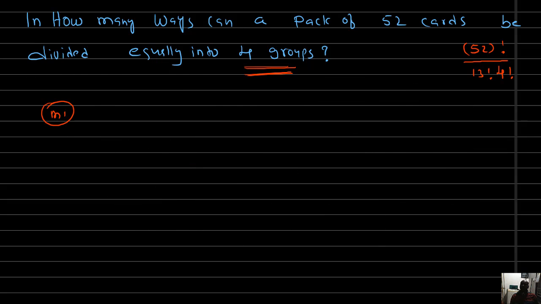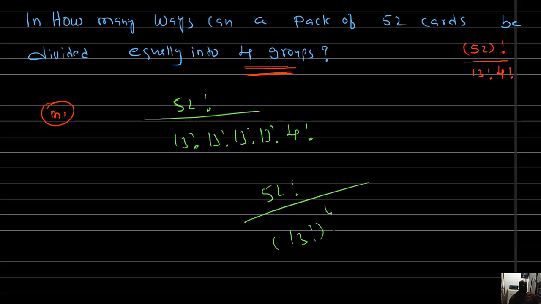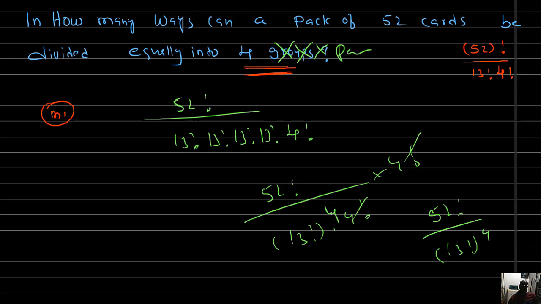What is the final answer? 52 factorial by 13 factorial into 13 factorial into 13 factorial into 13 factorial into 4 factorial, or 52 factorial by 13 factorial whole power 4 into 4 factorial. This is the answer for the problem. So instead of groups, for example, if persons are given, then into 4 factorial, the 4 factorial gets cancelled: 52 factorial by 13 factorial whole power 4. What I wrote here was wrong, it should be 4. Okay.